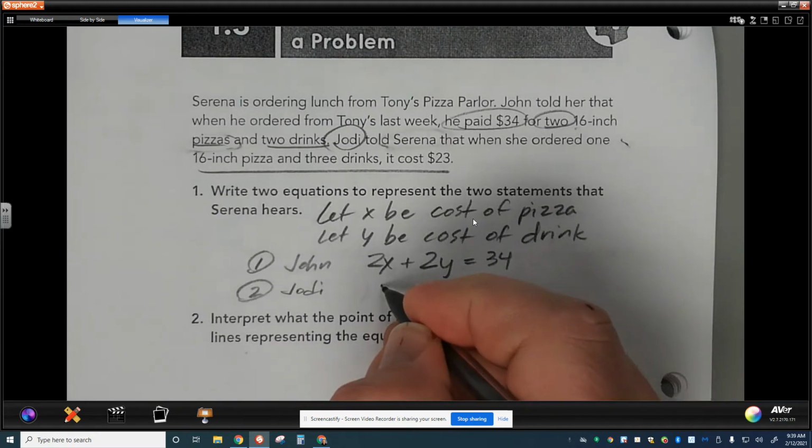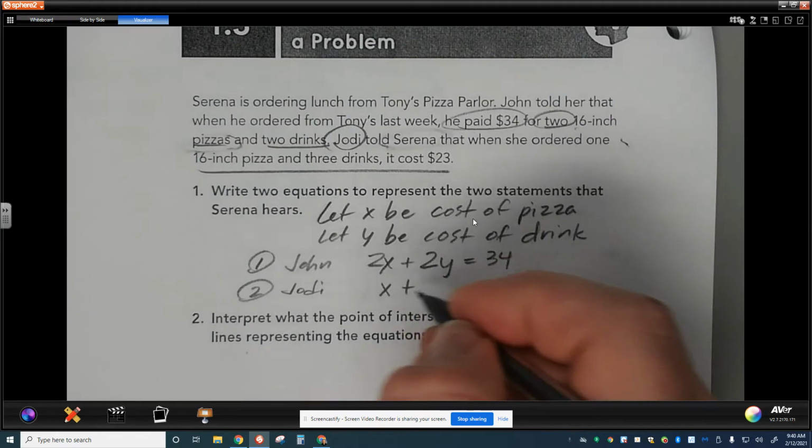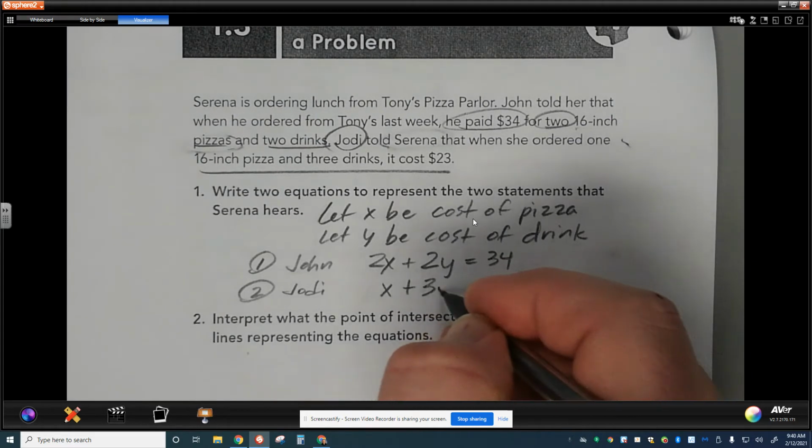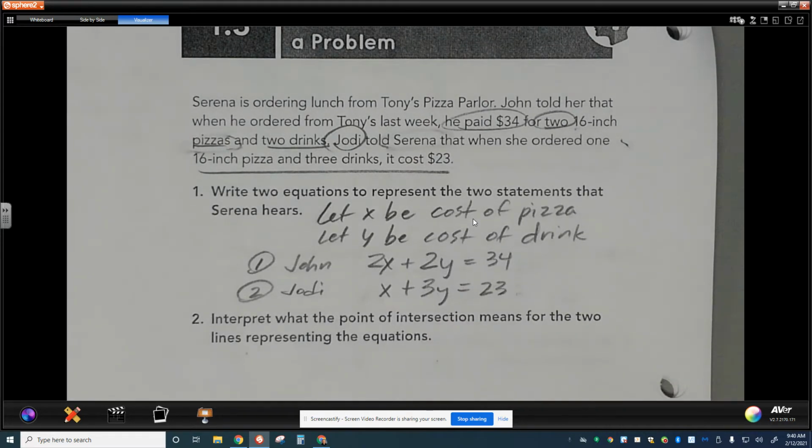Jody bought how many pizzas? Just one. There you go. And how many drinks? And what did it cost her? $23. There you go. Now we have a system of equations. Cool thing is now with this system, I can have them work together to be able to figure out how much a pizza is and how much a drink is.